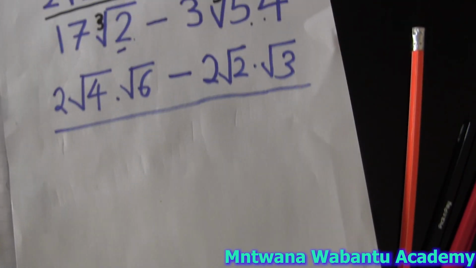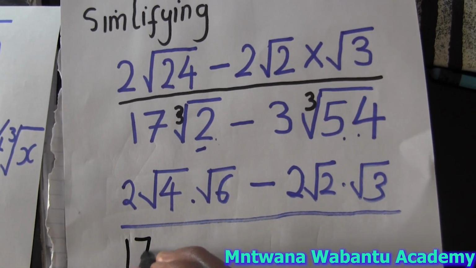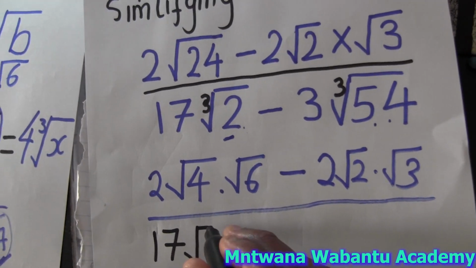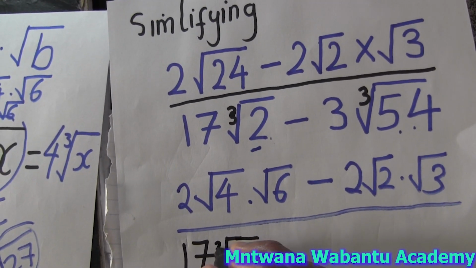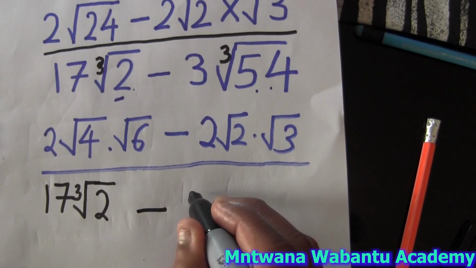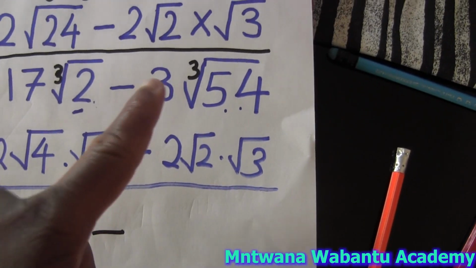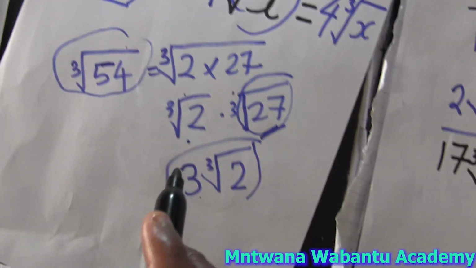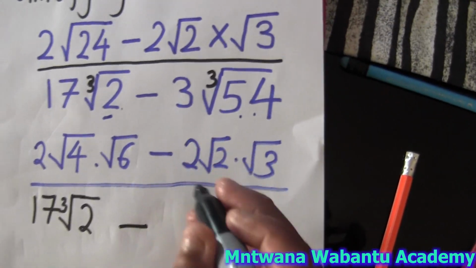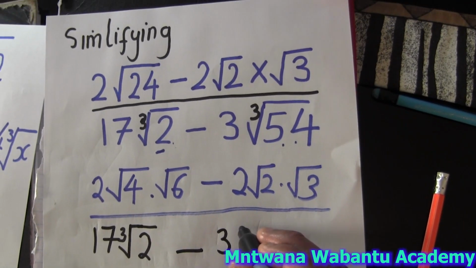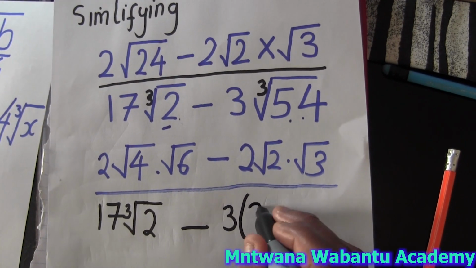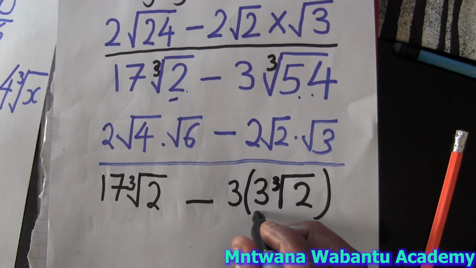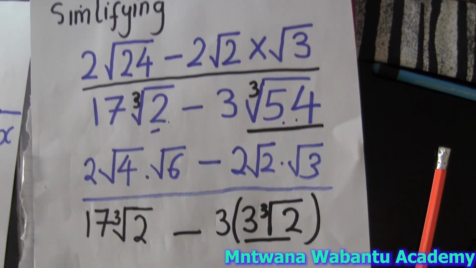So let's replace. Here the 17 is going to remain the same, and I'm going to have 2 times the cube root of 3, and then minus. So 3, just a 3. But this term here, instead of writing all 54, I'm going to write 3 times the cube root of 2. So we have 3 out there, and then multiply by the cube root of 2. You replace this with that. You know what I'm saying?